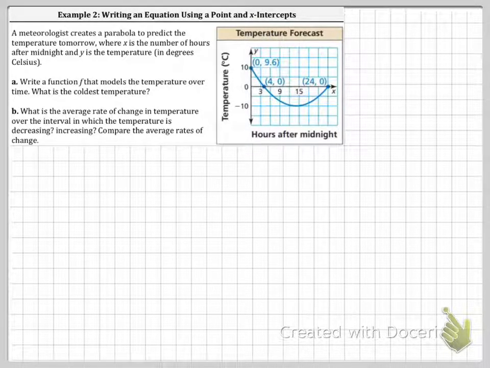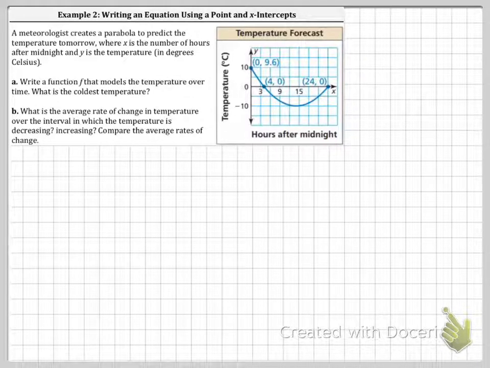Here's example 2 on 2.4. So we're going to write an equation using a point and x-intercepts. This example is a meteorologist creates a parabola to predict the temperature tomorrow, where x is the number of hours after midnight and y is the temperature in degrees Celsius.